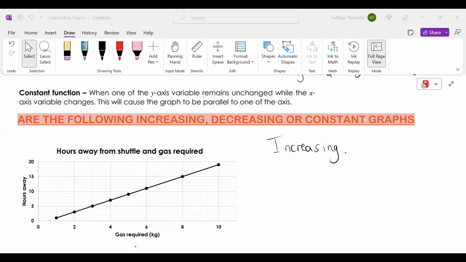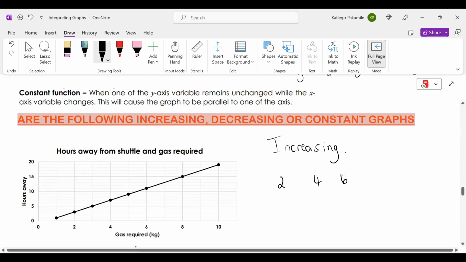Let's look carefully, okay? Let's check at 2. This coordinate is at about 3. So let's say gas required 2, 4, 6. At 2, we have 3 hours. At 4, we have about 7, right? And at 6, we have just over 10. We can maybe say 11. Can you see that? So as one increases, the other one also increases. And while we're here, is this a linear or nonlinear graph?